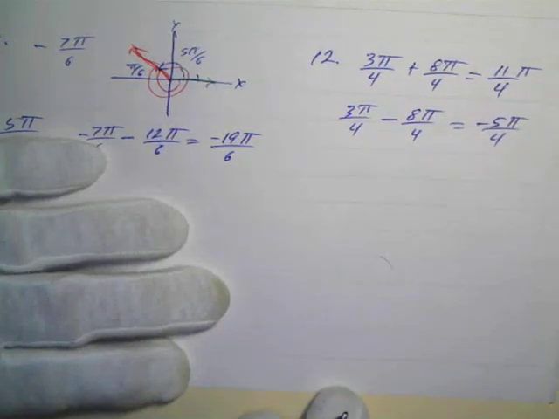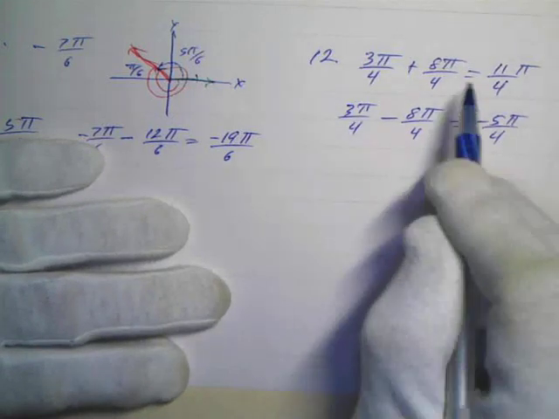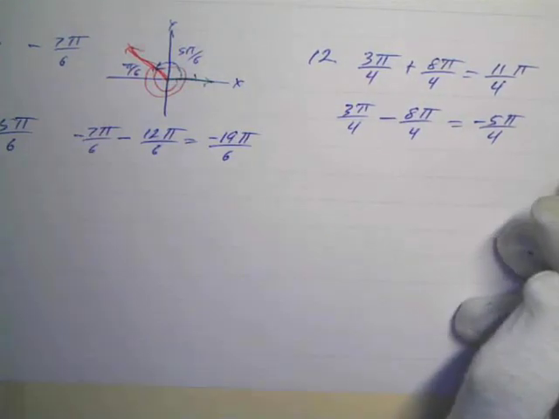And those are coterminal angles. They just go around in each direction. One clockwise, one counterclockwise. This one goes around counterclockwise. This goes around clockwise. Okay?